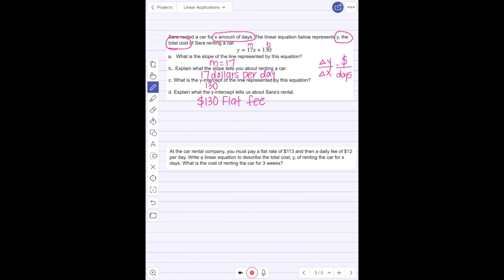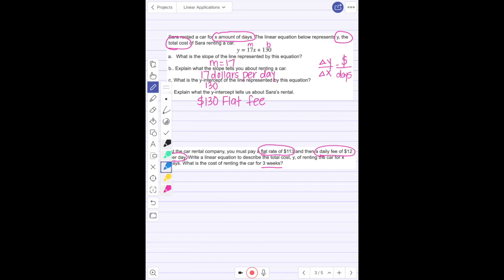All right, let's look at the next example and let's apply it. It says, at the car rental company, you pay a flat rate of $113 and then a daily fee of $12. So we have a flat rate of $113 and a daily fee of $12. Write the linear function for the total cost Y for renting it X days. What is the cost of renting it for 3 weeks? So we're going to write the equation and then we're going to use the equation.